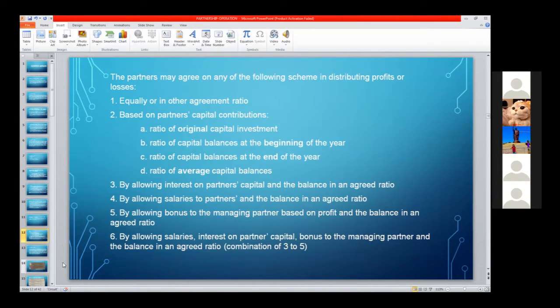Then number 6 is by allowing salaries, interest on partner capital, bonus to the managing partner, and the balance in an agreed ratio. This last method is used only as an allocation of profit in case of unequal contribution of service or capital. Next.